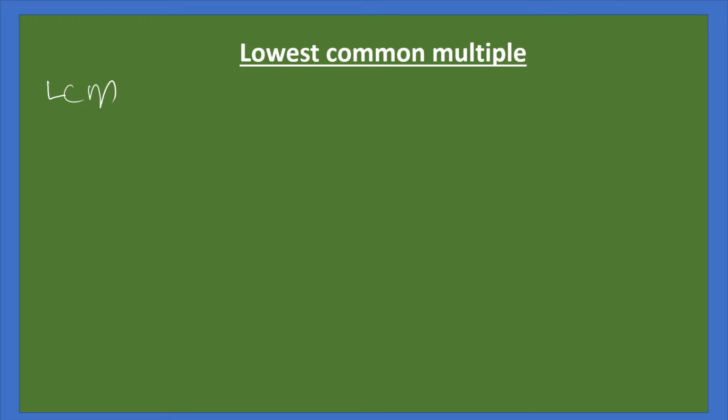We shall be looking at LCM, which is the lowest common multiple. To define it, the LCM of given numbers, let's say 16 and 30, is simply the lowest number which is a multiple of all the given numbers.